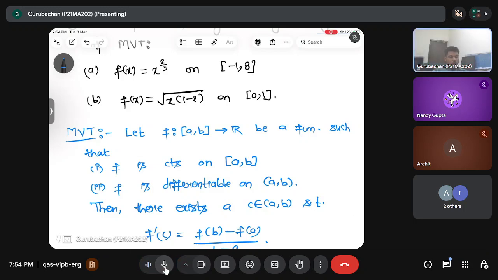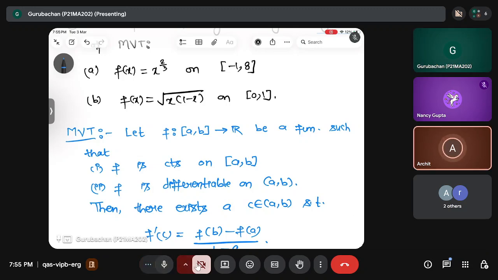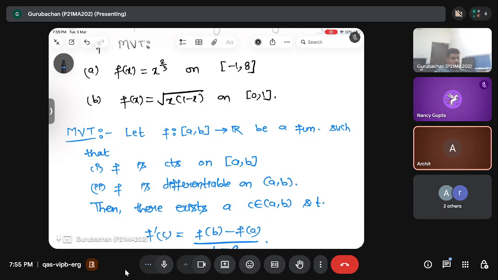B will satisfy, A will not. Sir, both will satisfy the theorem. No, A will not. Sir, the theorem will not be applied on A, but it cannot not satisfy, sir. Think about it.